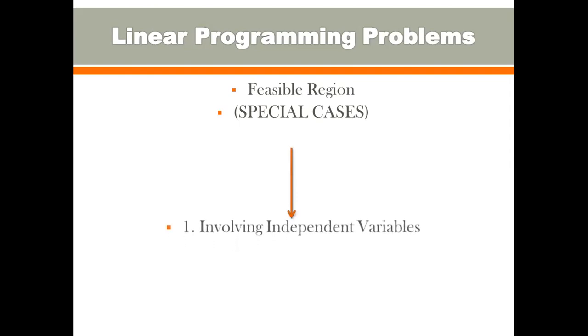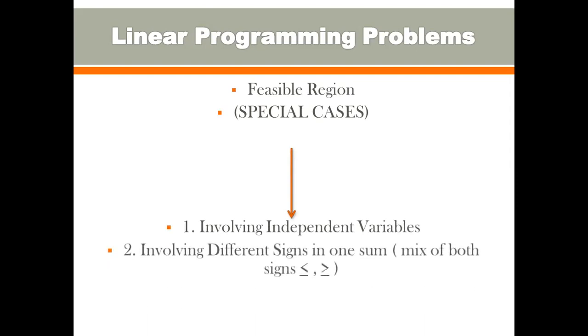Now, when I talk about special cases, there are two types of sums in your syllabus related to this. Point number one, involving independent variables, that means solo variables. In LPP, we are studying only decision variables involving two variables, right? The first variable is X and the other one is Y. Also, the second type which we'll be seeing today is involving different signs in one sum itself. Whether the sum is of minimize or maximize, there is a mixture of both these signs, greater equal to as well as less than equal to. So how you will be solving these sums.